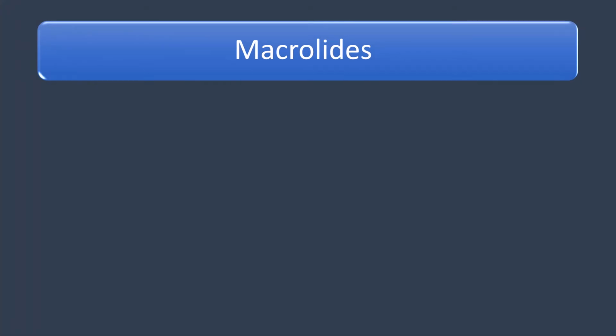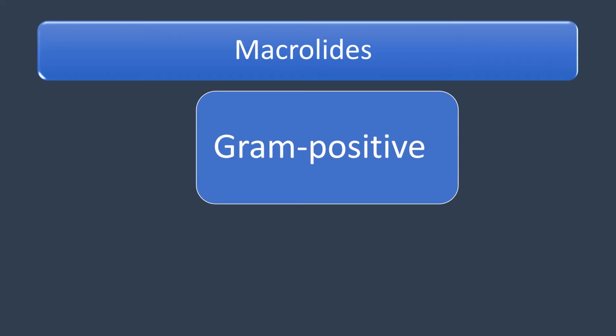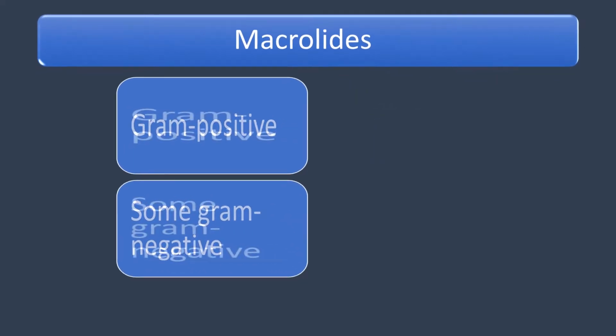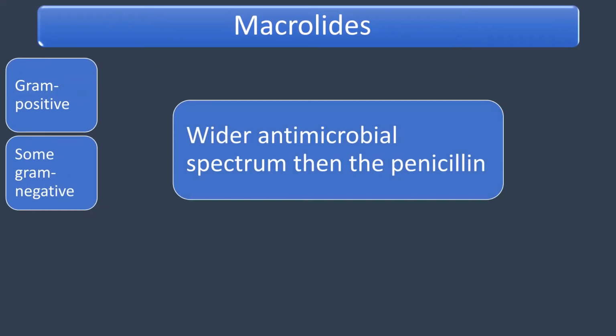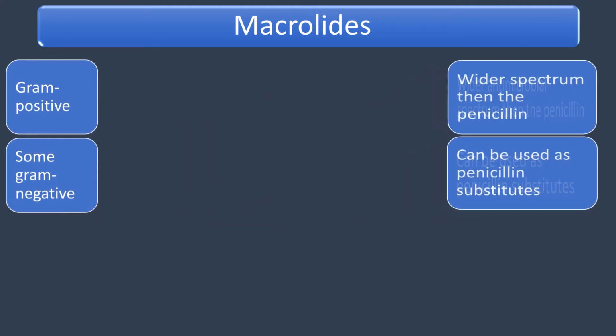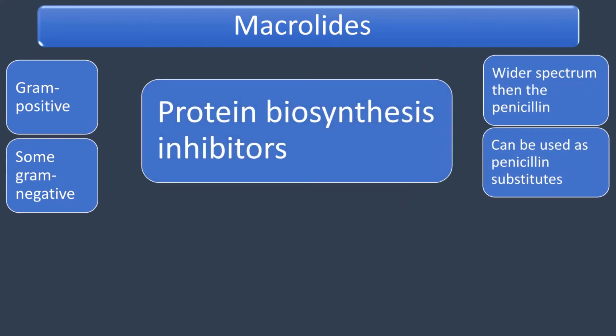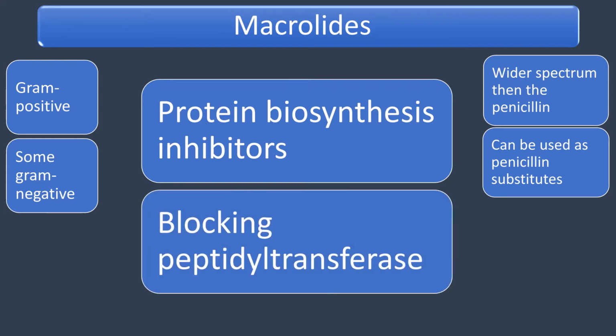Macrolides are the next category of antibiotics we're going to look at. They're effective on gram-positive as well as gram-negative bacteria. They have a wider antibacterial spectrum than the penicillins. They can also be used as penicillin substitutes, but their working mechanism is a little bit different from the penicillins. They inhibit protein biosynthesis by blocking an enzyme called peptide transferase.